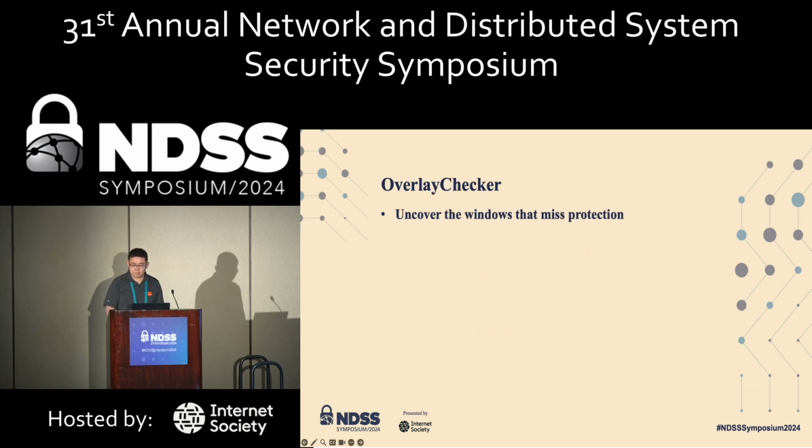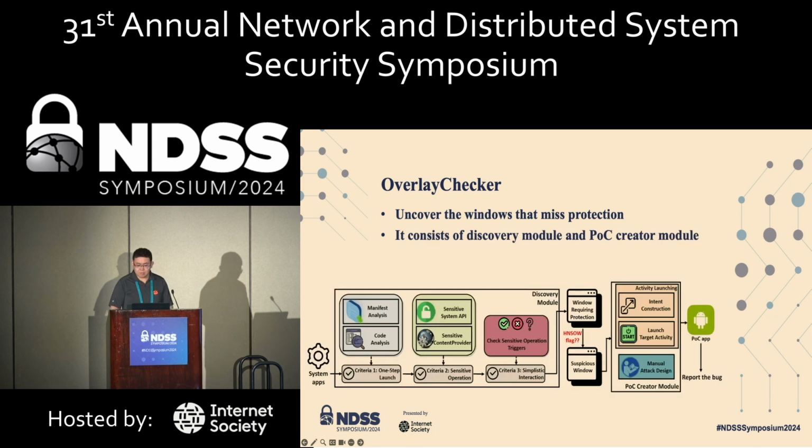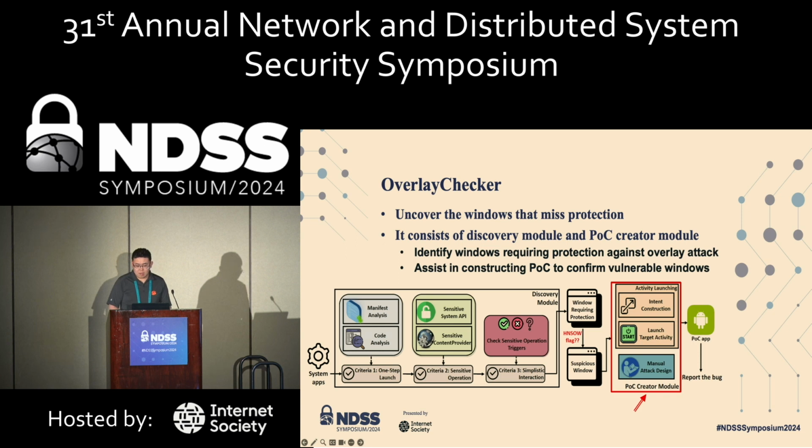Based on the guidance, we design and develop a new approach named OverlayChecker to uncover the windows of system apps that miss protection. This figure illustrates the workflow of OverlayChecker, which mainly consists of 2 primary components, including the discovery module and the POC creator module. Specifically, the discovery module identifies the windows requiring protection against the overlay attack in each given system app. After identifying the potential unprotected windows, the POC creator module constructs proof of concept apps for these suspicious windows to help confirm whether they are vulnerable to the overlay attack.